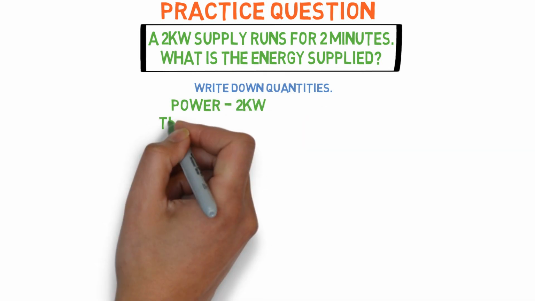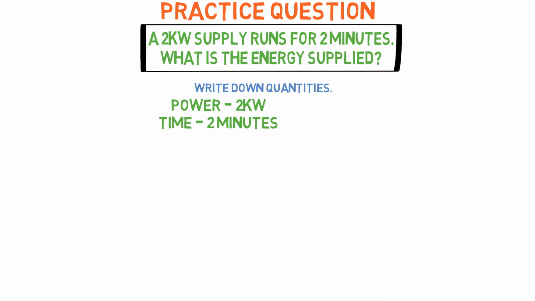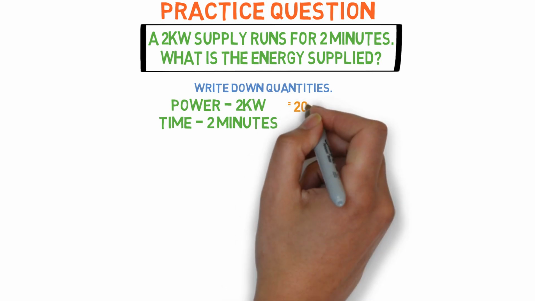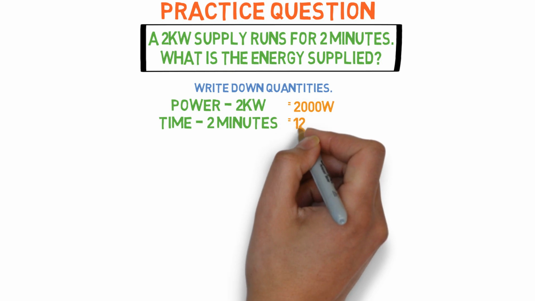Write these down. Now make sure you have them in the right units for the purpose of calculations. Power needs to be changed into watts, so 2 kilowatts becomes 2000 watts. Time needs to be in seconds, so 2 minutes becomes 120 seconds.